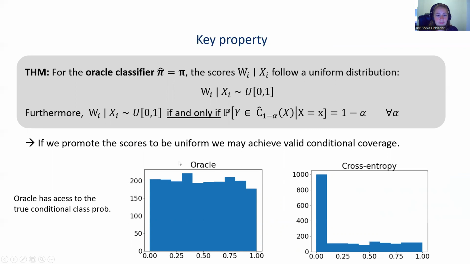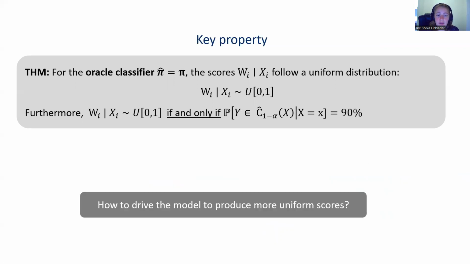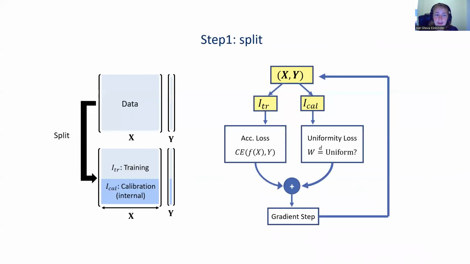For example, here we see that for the oracle, that is the perfect model, the scores are uniform, while for a neural network using the regular cross entropy loss, the scores are far from uniform. The question is, how do we drive the model to produce more uniform scores? This is how we do it.